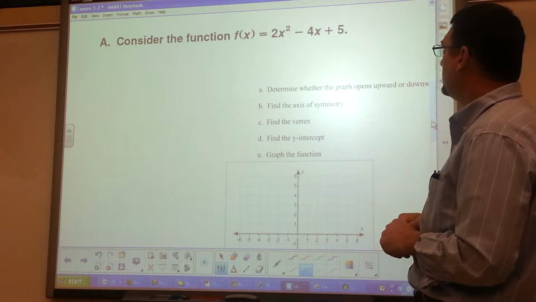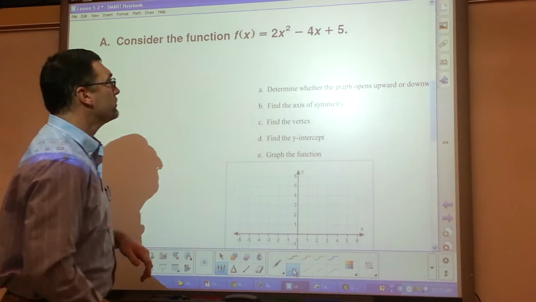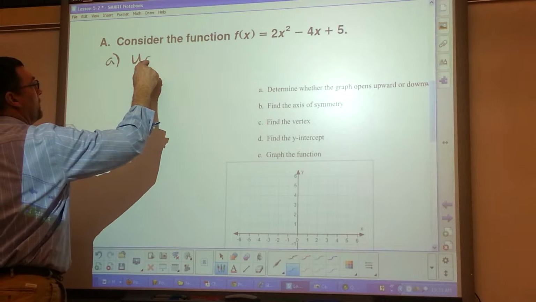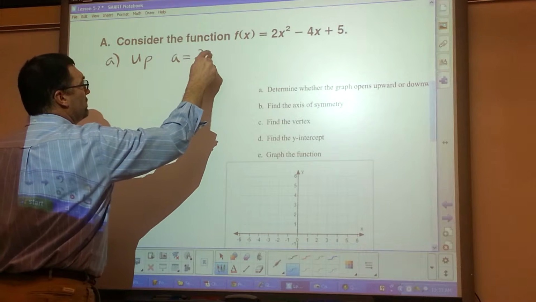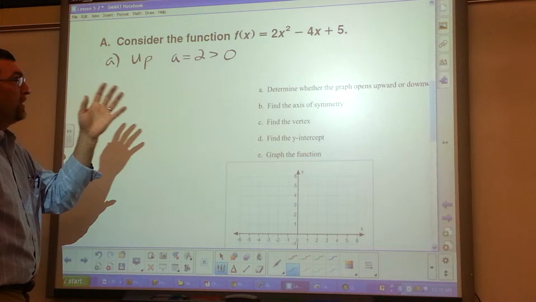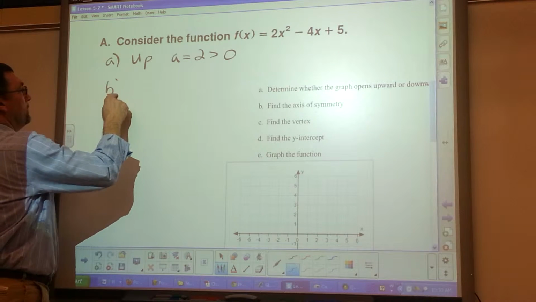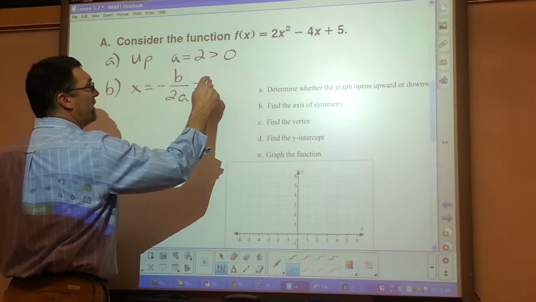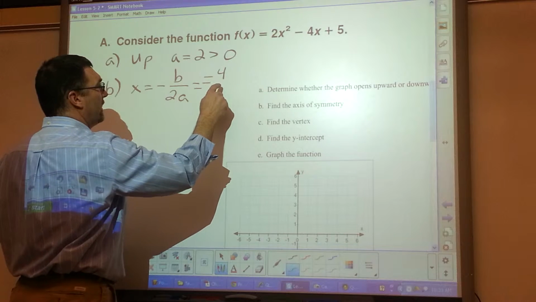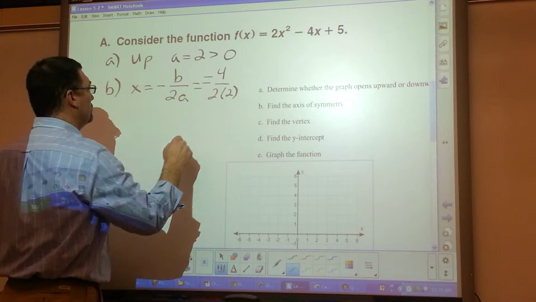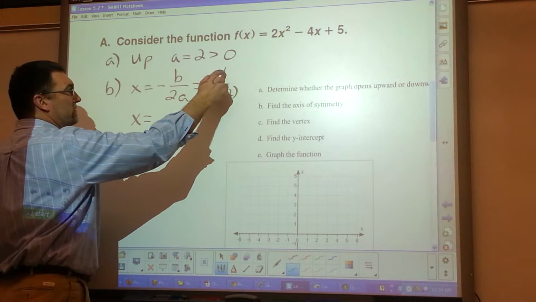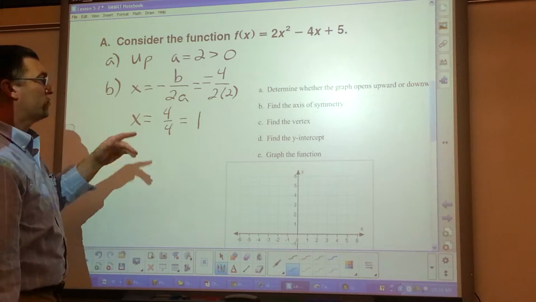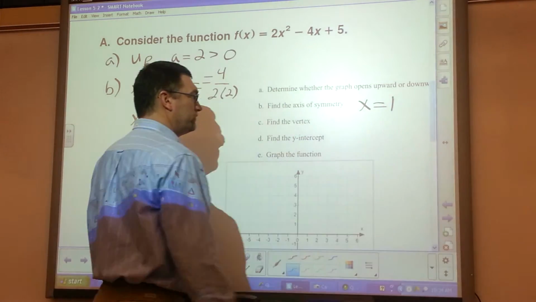It says 2x squared minus 4x plus 5. We want to determine whether it opens up or down. For letter A, it opens up because a equals 2, and that is greater than 0. The axis of symmetry: x equals negative b over 2a. b is negative 4, so I have the opposite of negative 4 over 2 times 2. So x equals, the opposite of negative 4 is 4, over 4, equals 1. So the axis of symmetry is x equals 1.